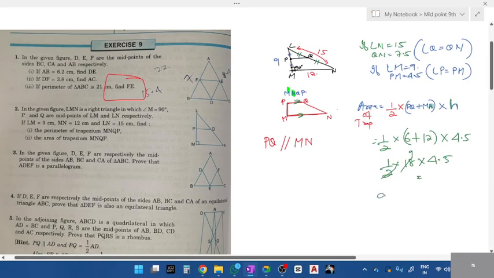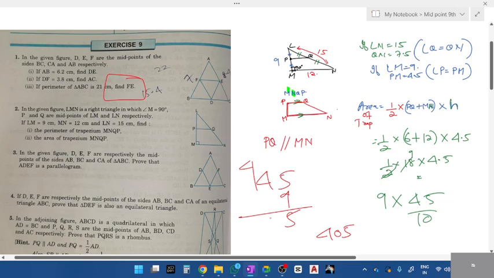No, not 40.5. See, 9 into 4.5. If you feel it's tough, write 45 divided by 10. Calculate 9 into 45. How much is 9 into 45? 405. 9 fives are 45. 9 fours are 36. 36 plus 4 is 40. How much is 405 divided by 10? If you use the shifting method, 40.5. Area is equal to 40.5.